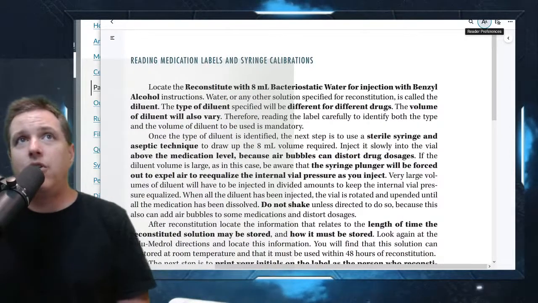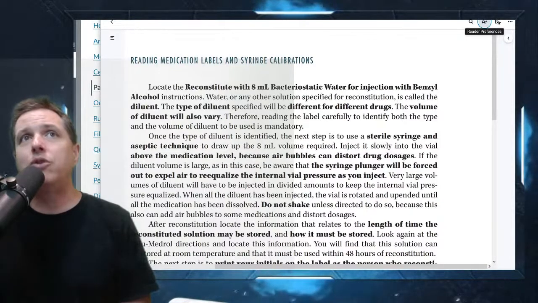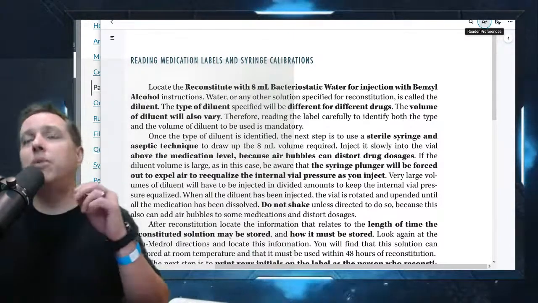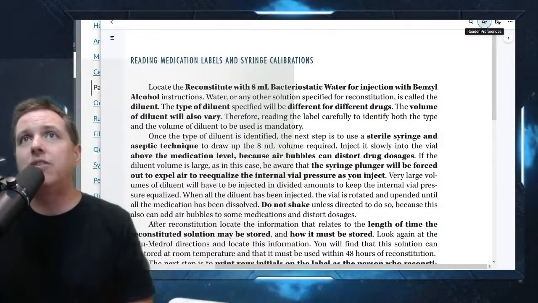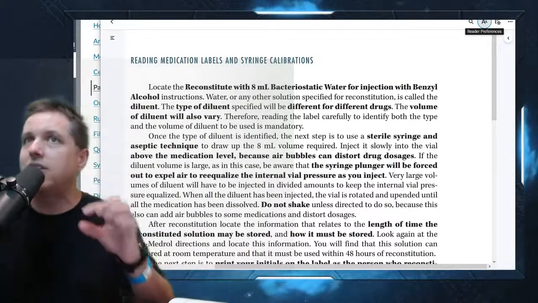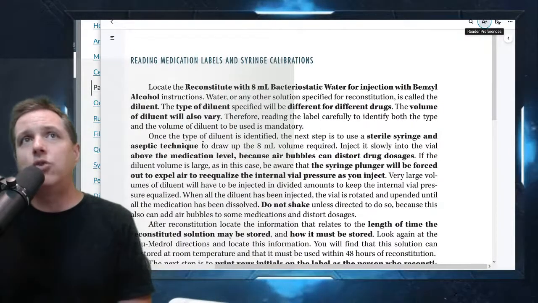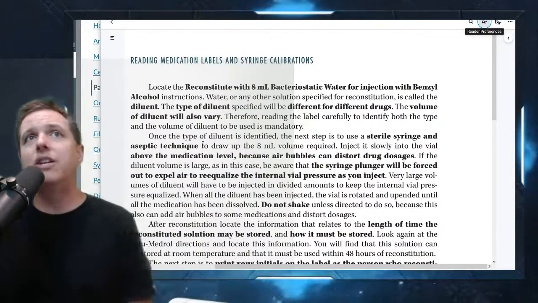If the diluent volume is large, as in this case, be aware the syringe plunger will be forced out to expel air to re-equalize the internal vial pressure as you inject. So that's going to be part of it, is making sure that plunger can move in and out as necessary to have the right amount of stuff in that plunger. And then very large volumes of diluent will have to be injected in divided amounts to keep the internal vial pressure equalized.